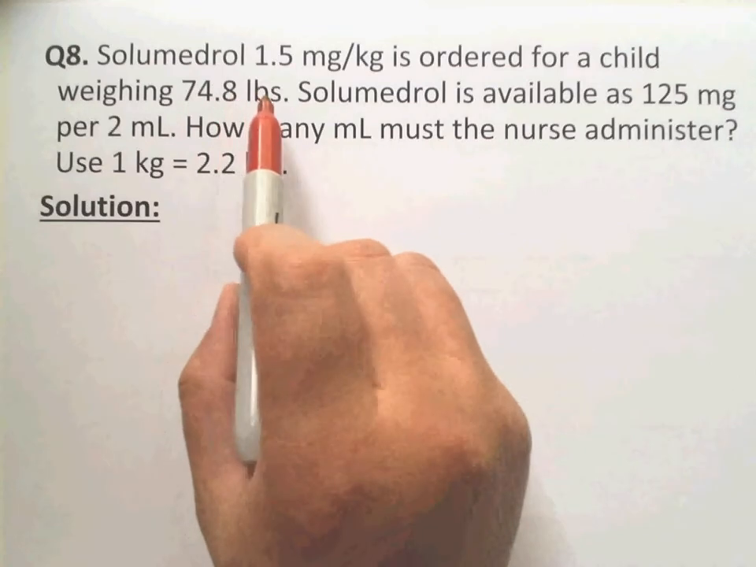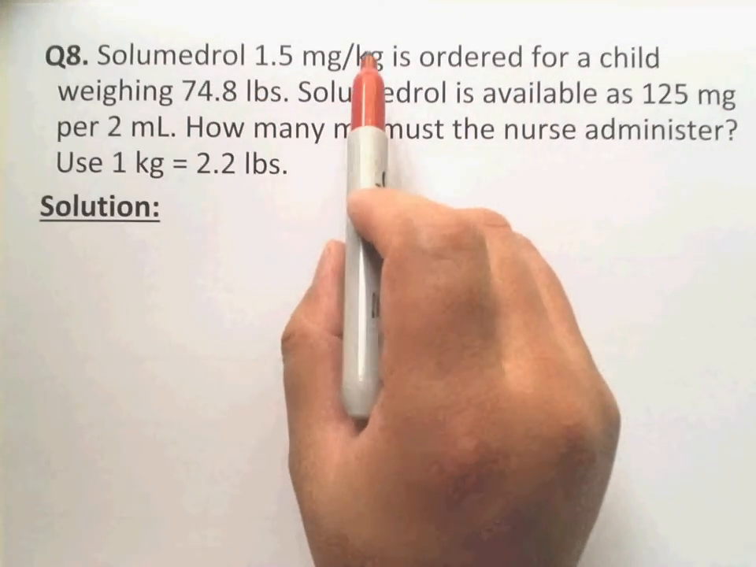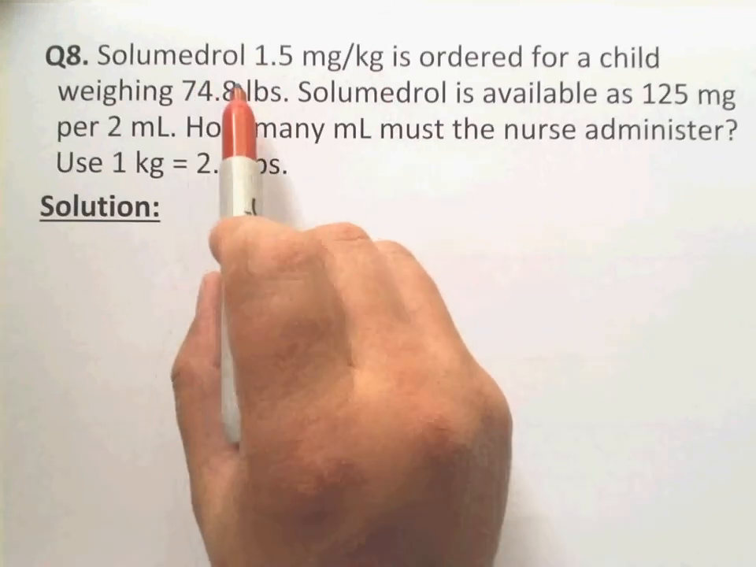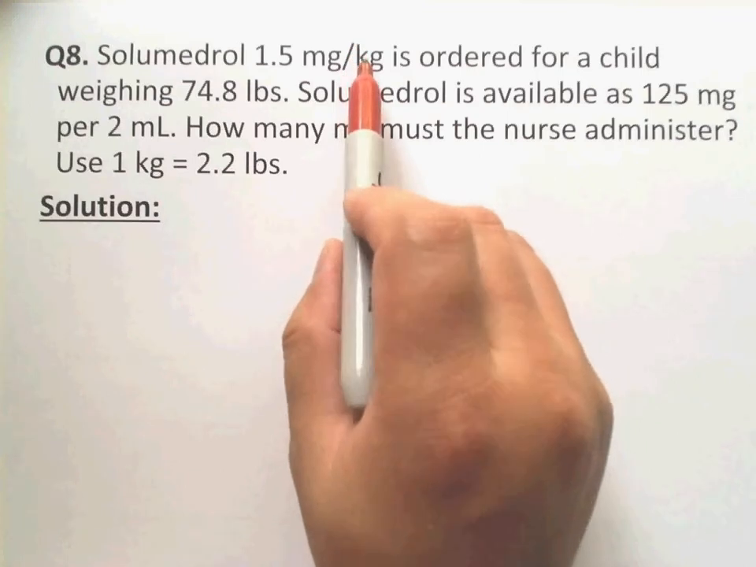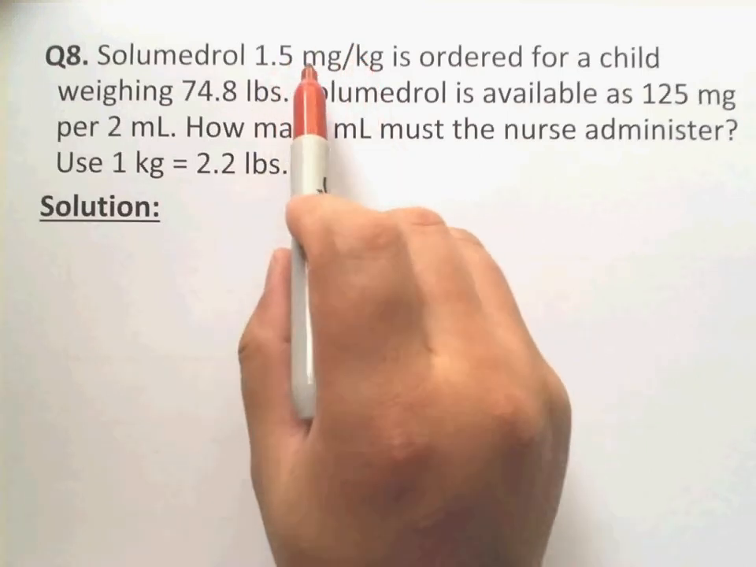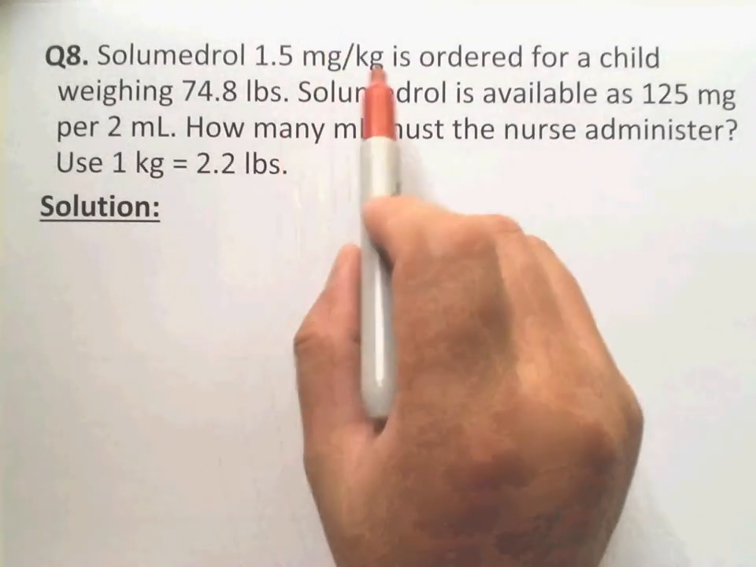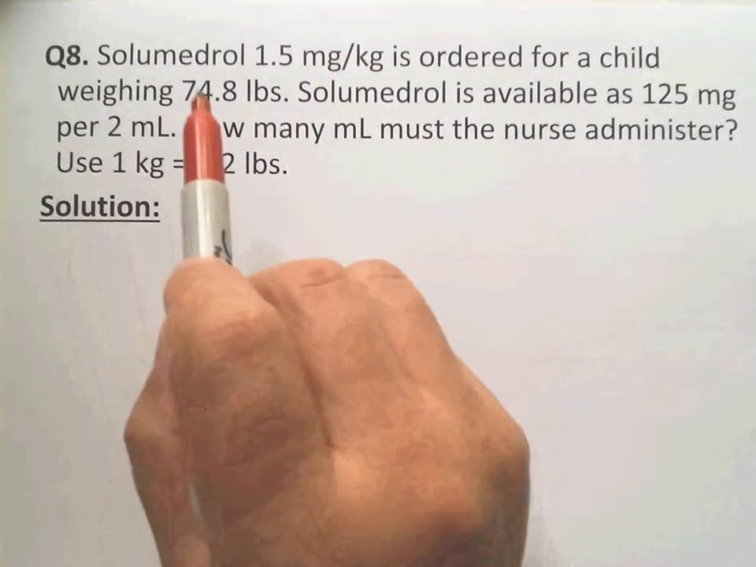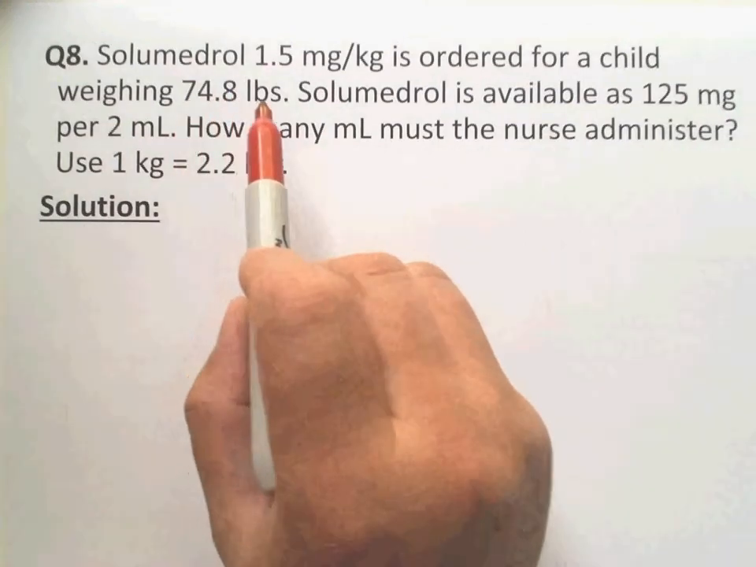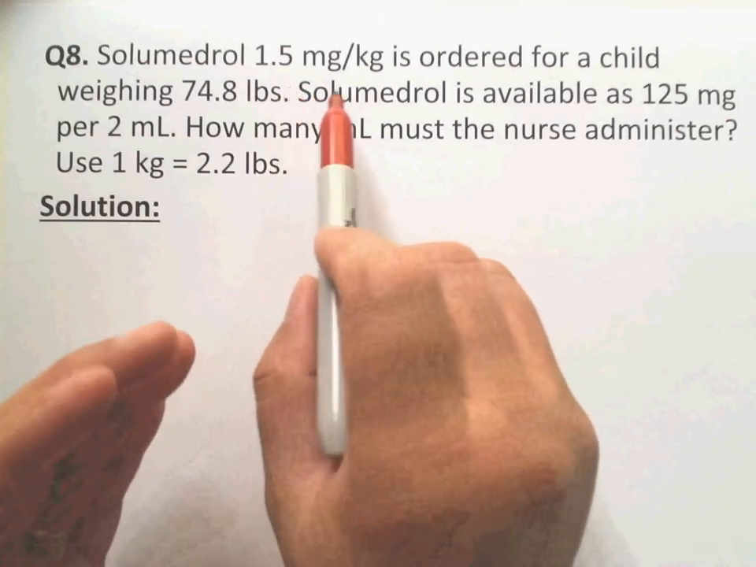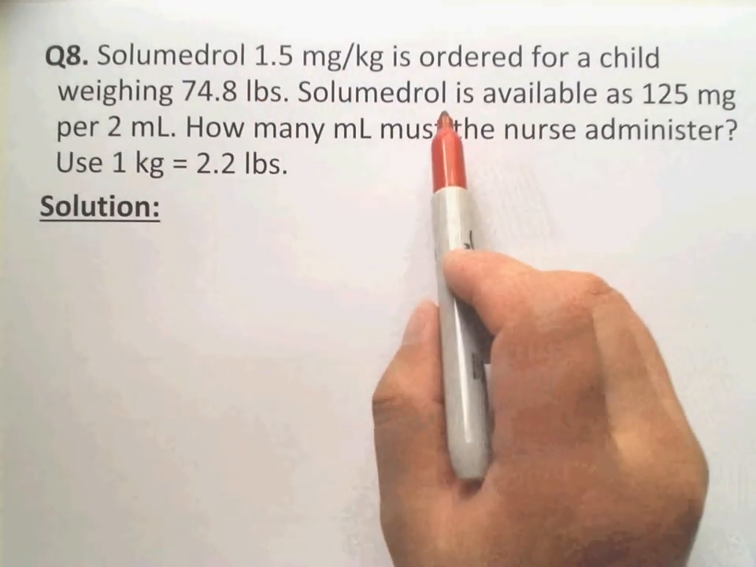This drug is in this form: milligram of the drug per kilogram. What is kilogram? It's ordered for a child weighing 74.8 pounds, which means what? This kilogram means 1 kilogram of the child's weight. This number means 1 kilogram of the child needs 1.5 milligram of this drug. That is the dose. So you know what this unit means.